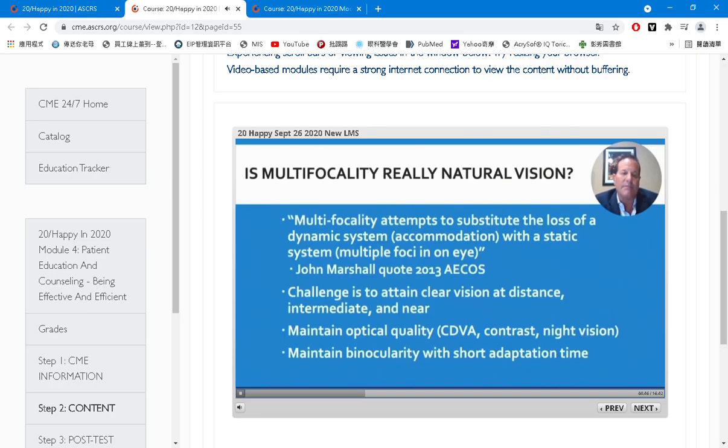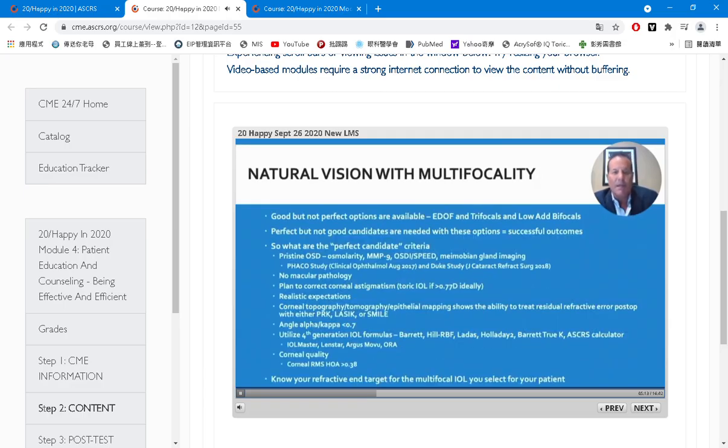And so in terms of multifocality, is it really natural vision? Well, John Marshall has already said that it really isn't until we have a true accommodating IOL. But the challenge is to attain that clear vision at all distances while maintaining optical quality, not losing contrast or having night vision issues, and not having any loss of binocularity, with a short adaptation time. The advances in our technology have really come a long way, and there are good options, but not perfect options. But the patient needs to be a perfect, not good, candidate with any of these options to have a successful outcome. And so what is the quote unquote perfect candidate for a multifocal or natural vision IOL?